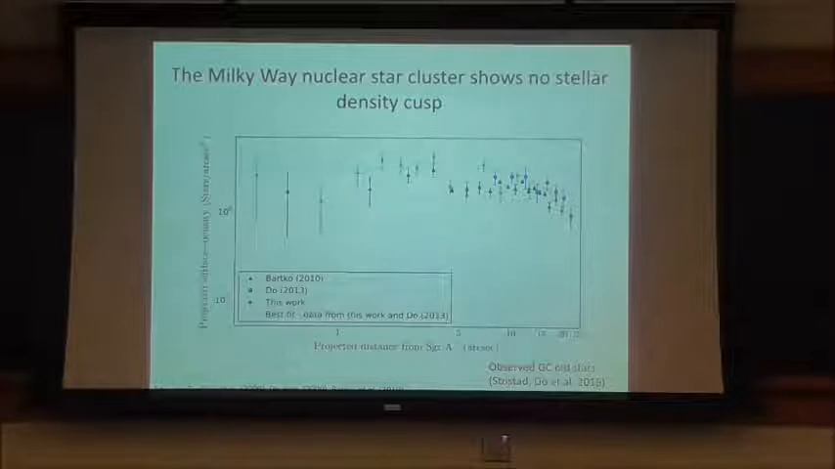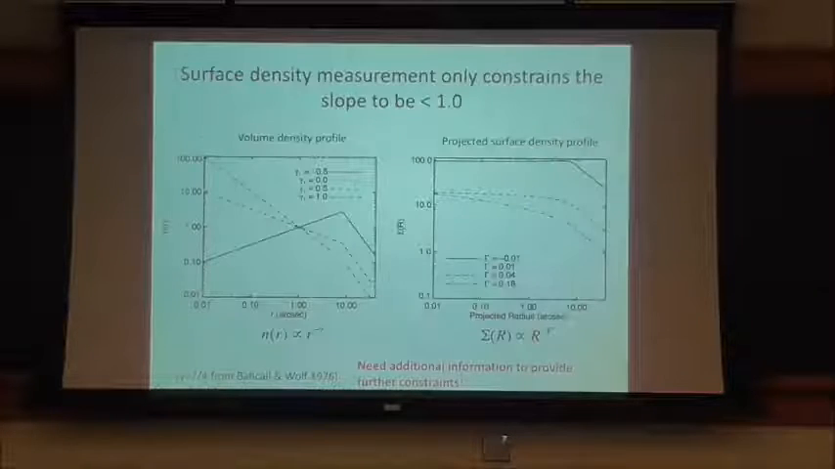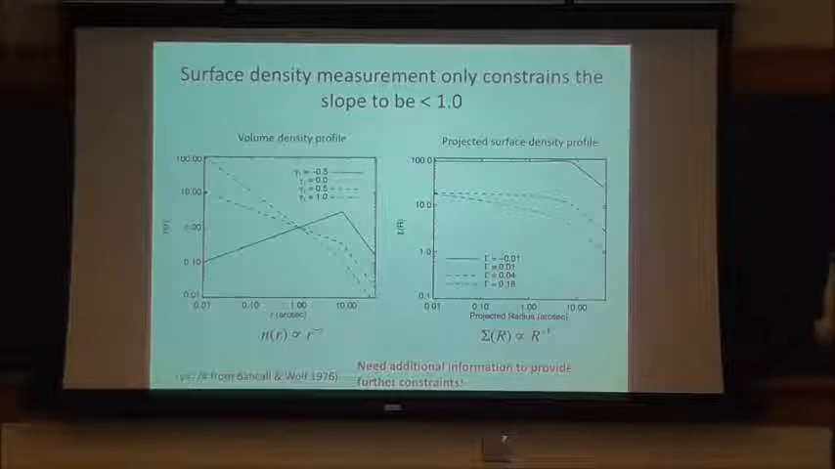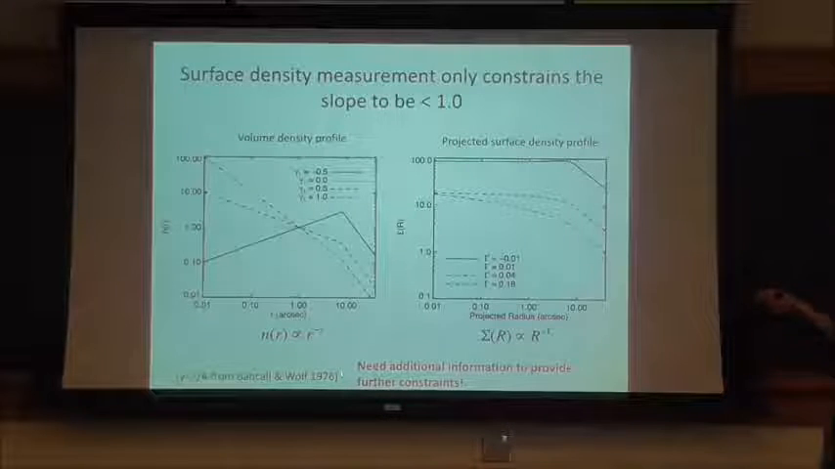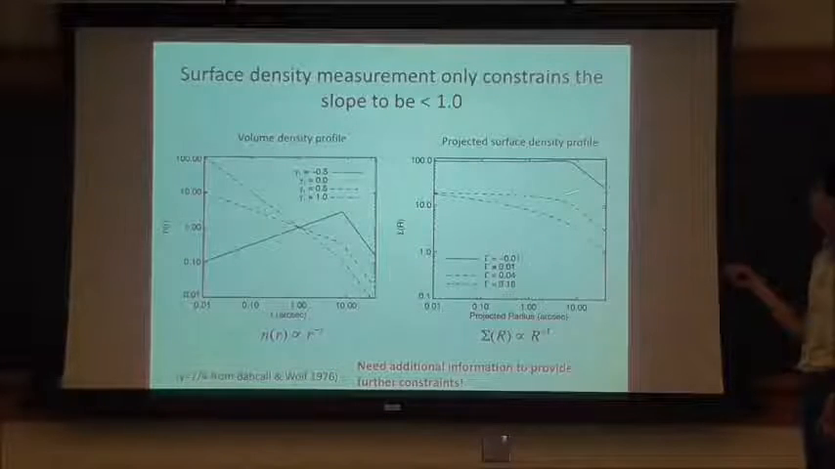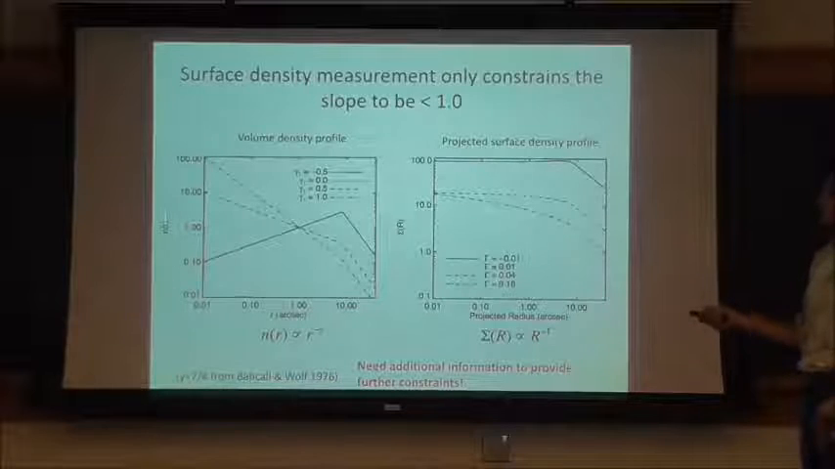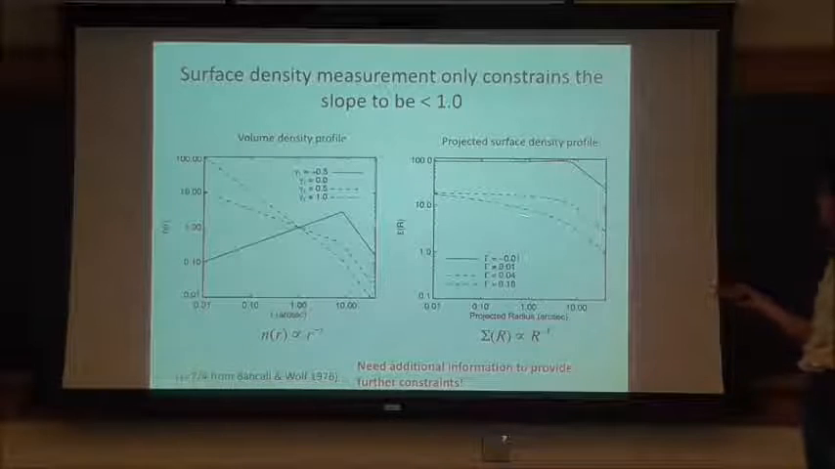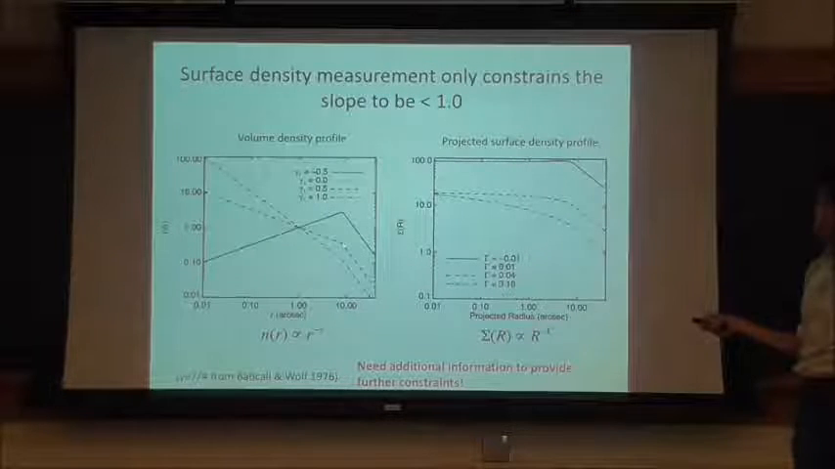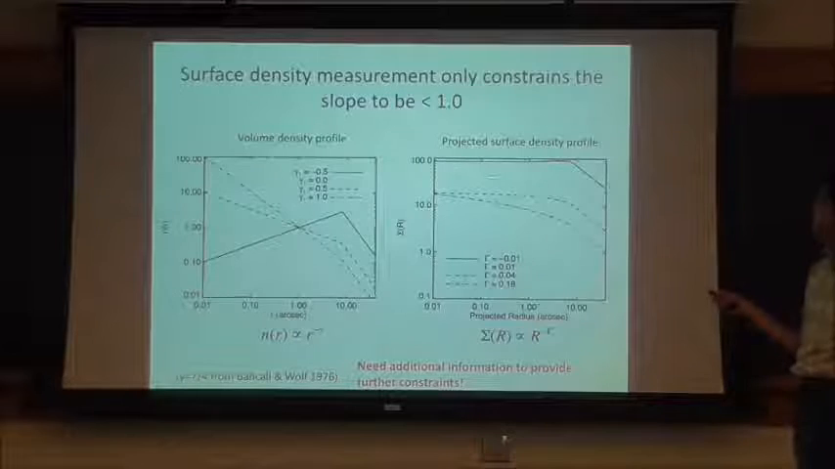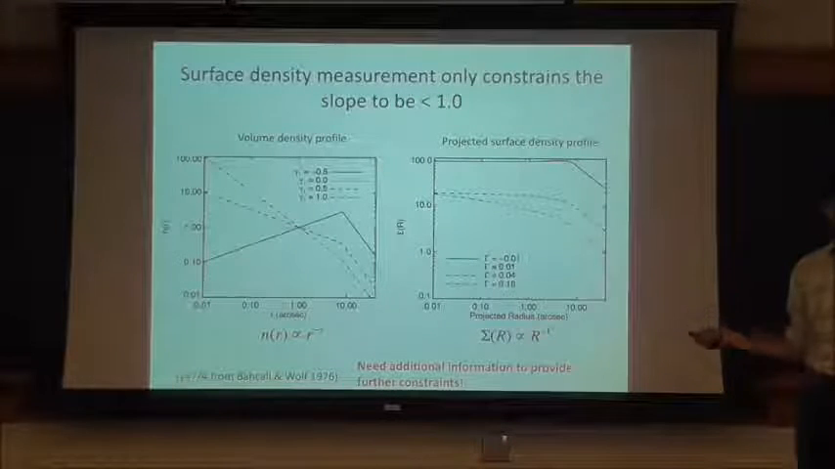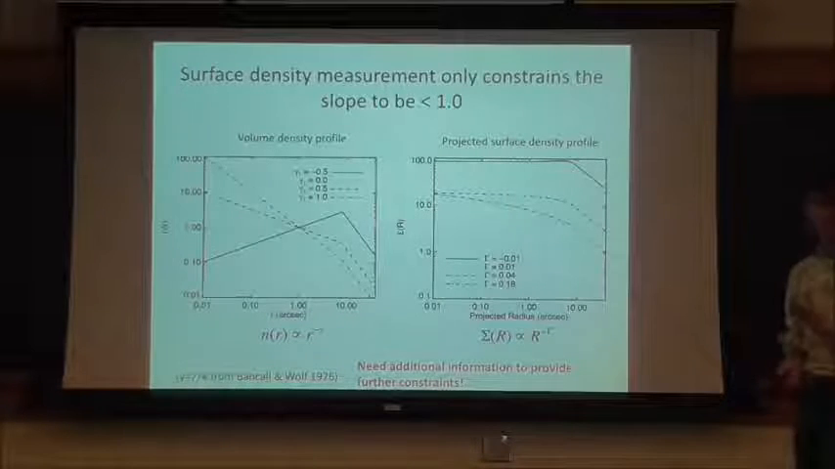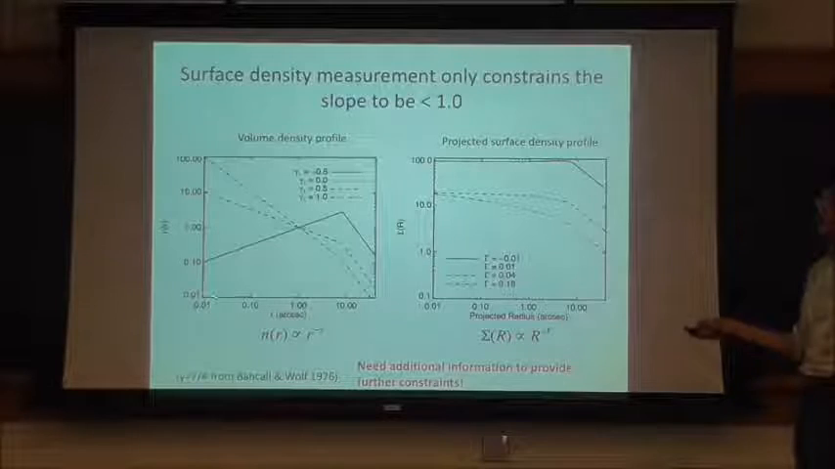But it's a little bit tricky to interpret a projected density profile, right? Because what you really want is the three-dimensional profile of the star cluster. And this is just an illustration of why it's hard to use projected density profiles. If you look at the 3D profile, if you have a slope of about 1, in projection it gets shallower. And then if you have anything more shallow than 1, in projection it's just completely flat. So using the projected density profile alone, we can't rule out basically many of the density profiles.